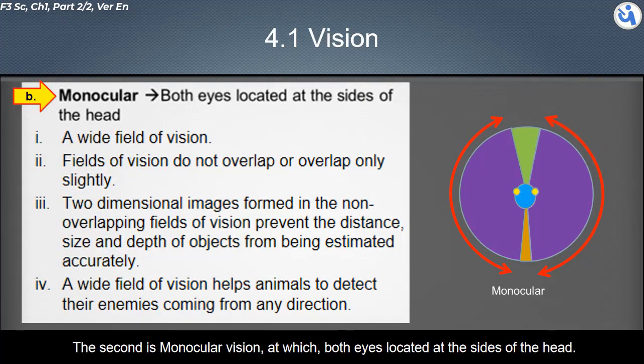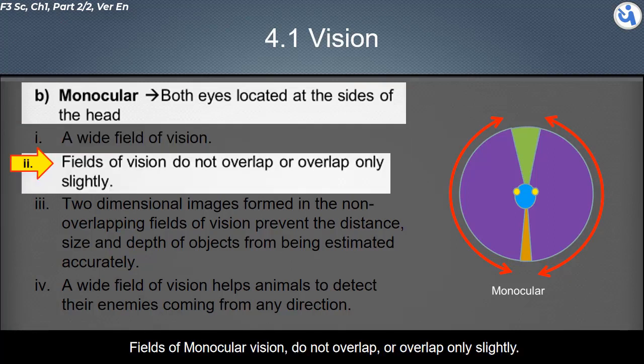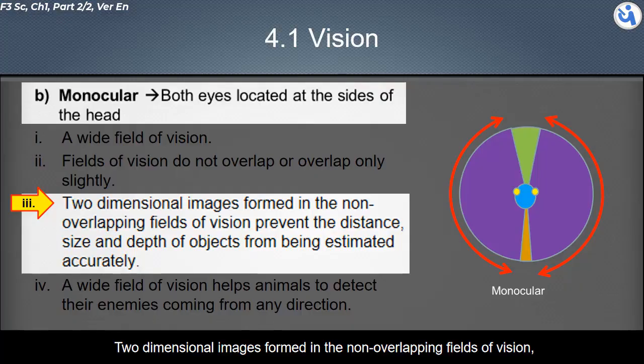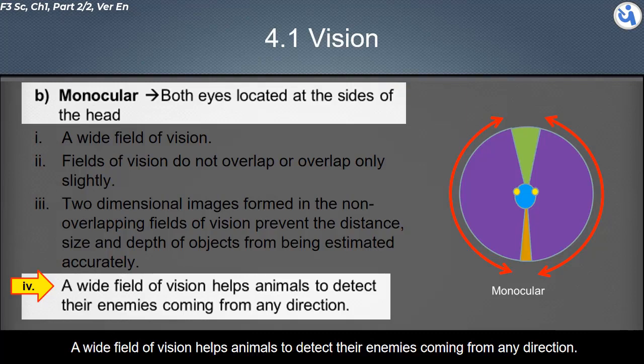The second is monocular vision, in which both eyes are located at the sides of the head. Monocular vision has a wide field of vision. Fields of monocular vision do not overlap, or overlap only slightly. Two-dimensional images are formed in the non-overlapping fields of vision. It prevents the distance, size, and depth of objects from being estimated accurately. A wide field of vision helps animals to detect their enemies coming from any direction.